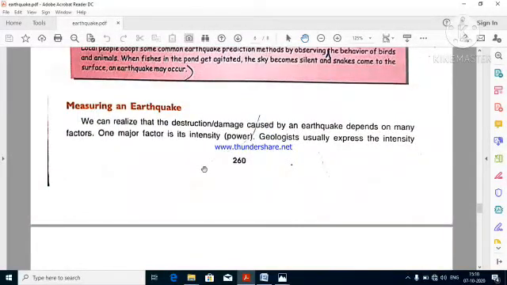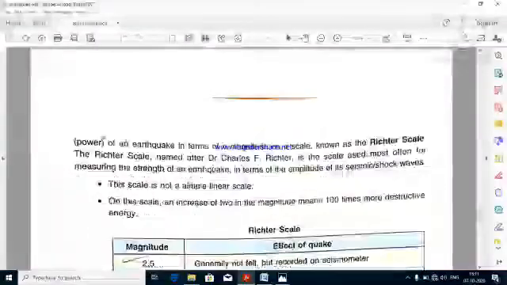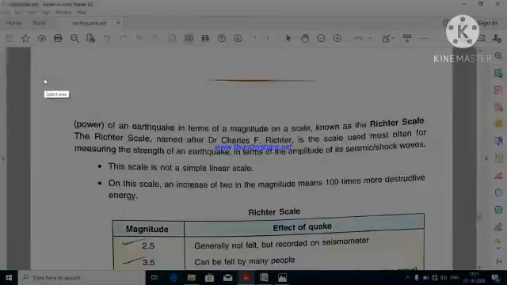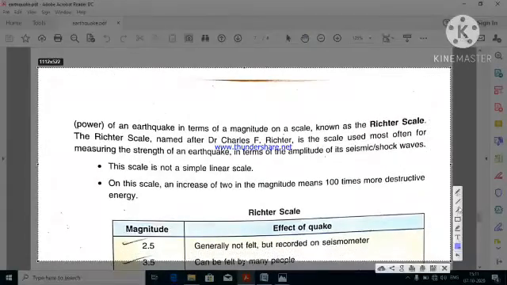How should we measure an earthquake? We can realize that the destruction and damage caused by an earthquake depends on many factors. One major factor is intensity, that is power. Geologists usually express the intensity, that is the power of the earthquake, in terms of magnitude. So one of the important things is you have to mark this line: the power of an earthquake in terms of magnitude, on a scale known as the Richter scale.